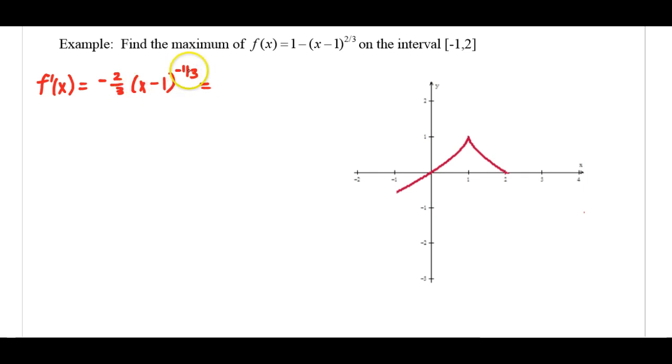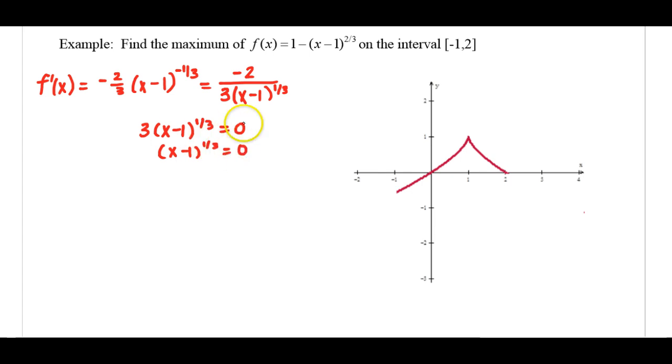So what I'm going to do is rewrite it so I don't have this negative exponent. So I have a negative 2 on the top, I have a 3 on the bottom, and this whole term, x minus 1 to the negative 1/3, would move to the bottom and become x minus 1 to the positive 1/3. So there are no zeros, but there is a location where this function is undefined, and that location is at x equals 1. So if I set the bottom equal to 0, 3 times x minus 1 to the 1/3 equal to 0, I can divide by 3 and I'd get x minus 1 to the 1/3 equals 0.